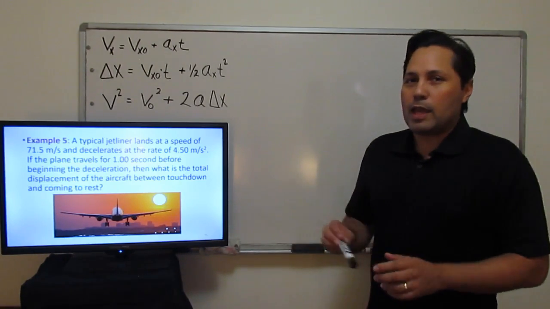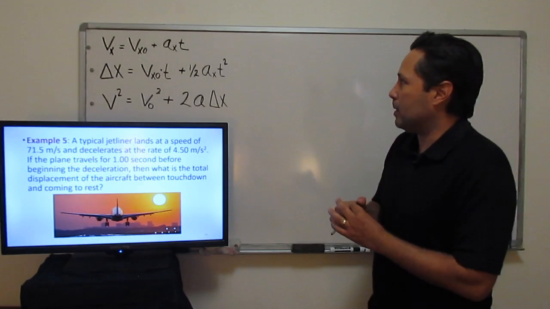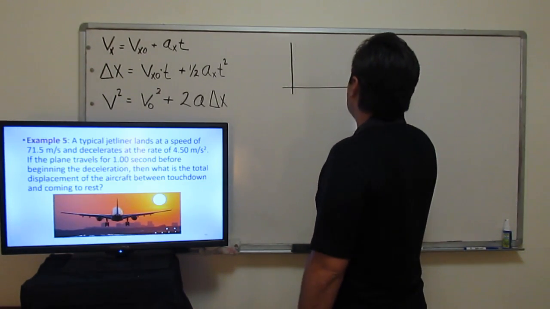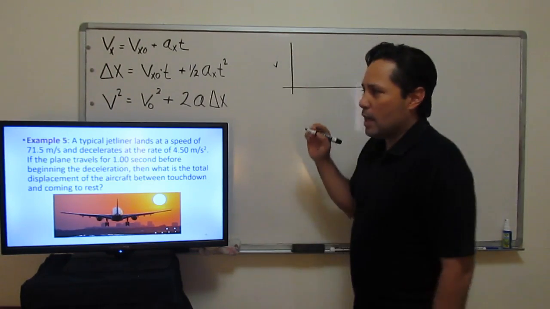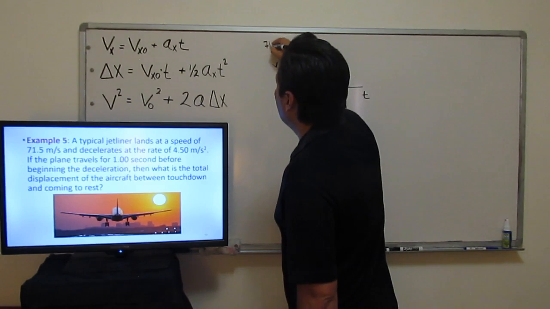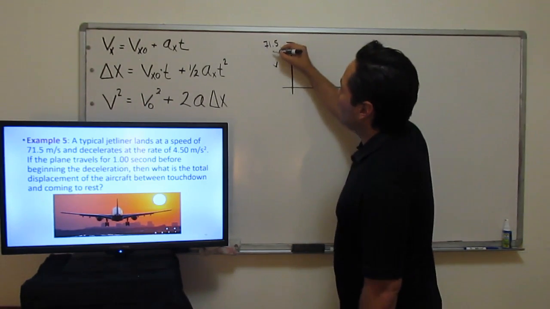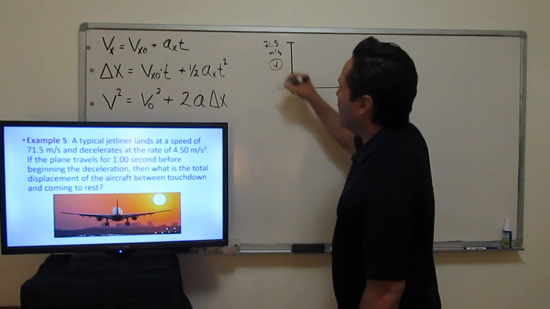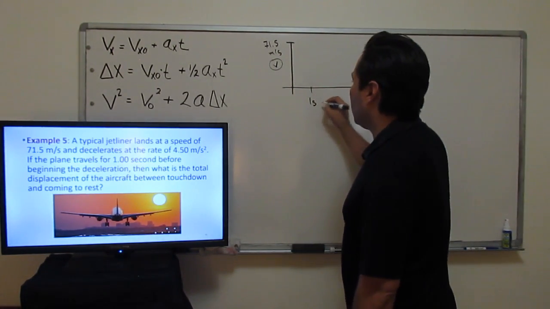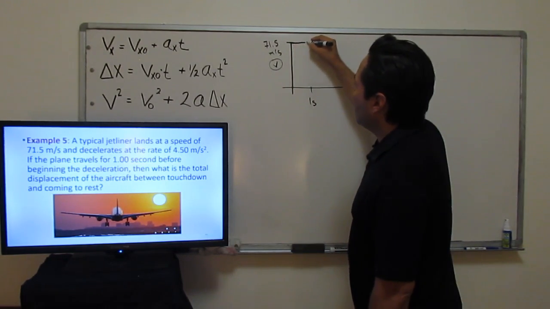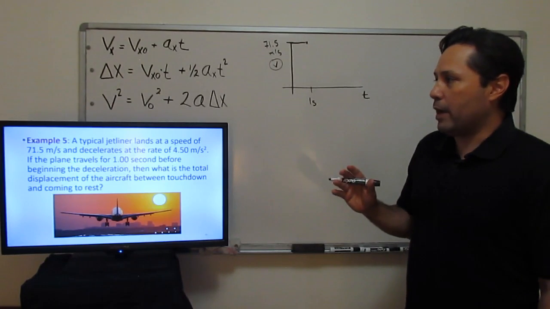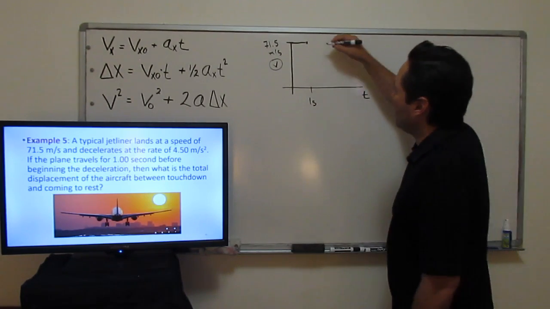Alright, so a graph would help us visualize this problem a little bit more. So we're going to have a velocity time graph. So we're going to have t here and v here. And this plane comes in at a velocity of 71.5 meters per second. That's the velocity it is traveling at. Now, for time-wise, 1 second goes by, and then after 1 second, the brakes begin to be applied, and we get negative acceleration, the plane slowing down.